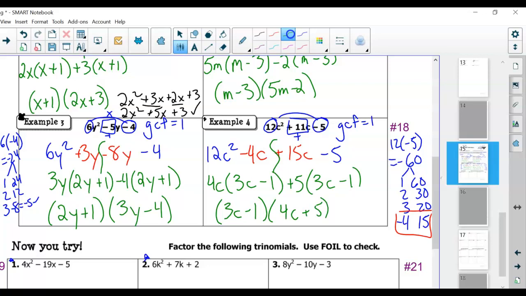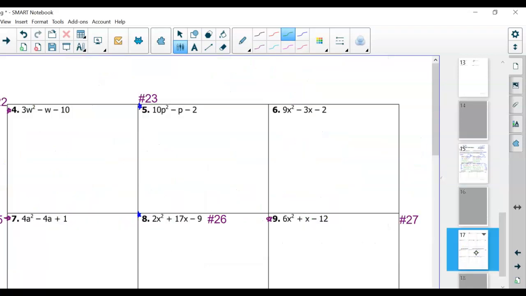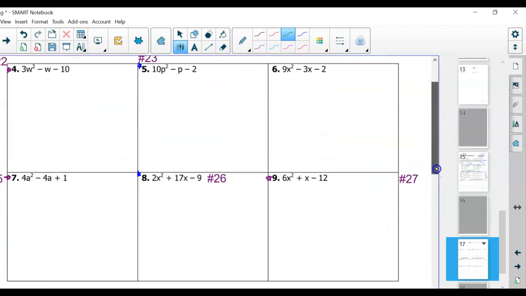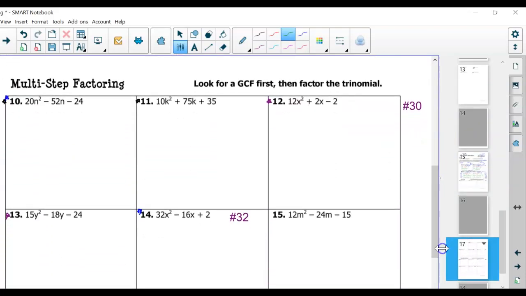In all of these examples, our GCF was 1. Now we're going to do a couple examples where the GCF is not 1. I'm going to skip down to number 10, and then we'll do 11.